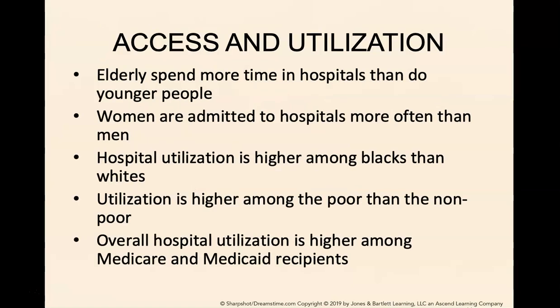In terms of access and utilization, these are all interrelated. And if you look at these demographic characteristics, it's pretty much self-explanatory. The elderly tend to have more chronic conditions that require acute care hospitalizations. Women tend to be admitted more to hospitals primarily because of childbirth. And then we also know that these three seem to have an association, and they tend to have higher utilization in terms of acute care.